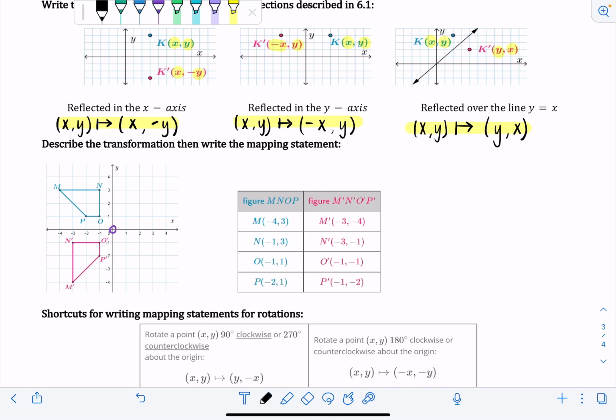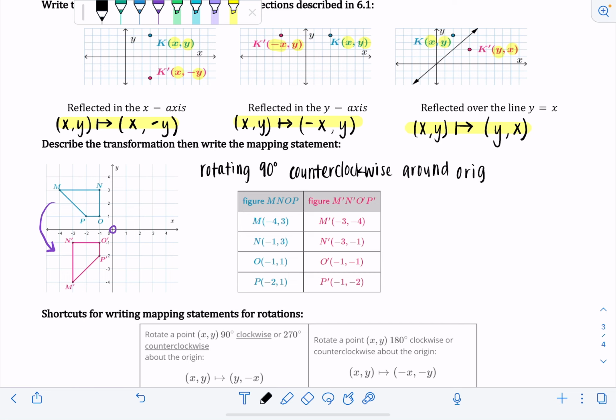So we can describe that in words, and then we'll write the mapping statement. So it's rotating 90 degrees. And when something is rotating, we want to describe the direction that it's rotating. So it's rotating this way, which is counterclockwise. So it's rotating 90 degrees counterclockwise around the origin.